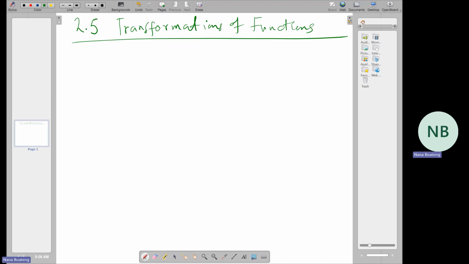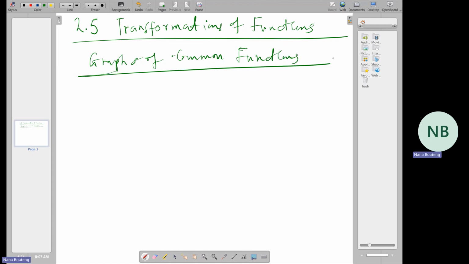All right, so there are some graphs of common functions that we have to get ourselves familiar with. The first one is the identity function, and the identity function is given by f of x is equal to x.